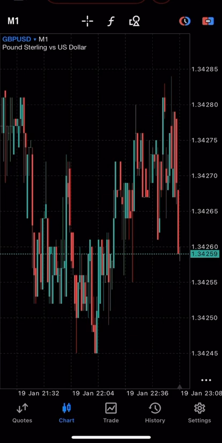The spread is the broker's profit. It's the difference between the bid and the ask.